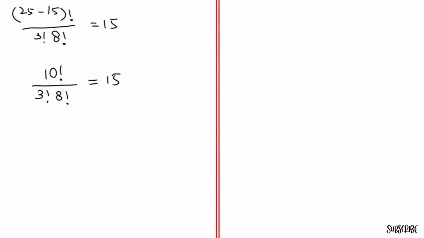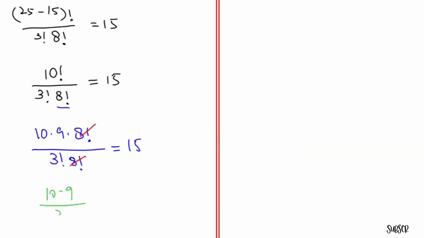Now we write the factorial of 10 as 10 times 9 times 8 factorial. I end at 8 factorial because our denominator ends on 8 factorial. So here 3 factorial times 8 factorial, this and this get cancelled. So the expression we get is 10 times 9 over 3 factorial equals 15.